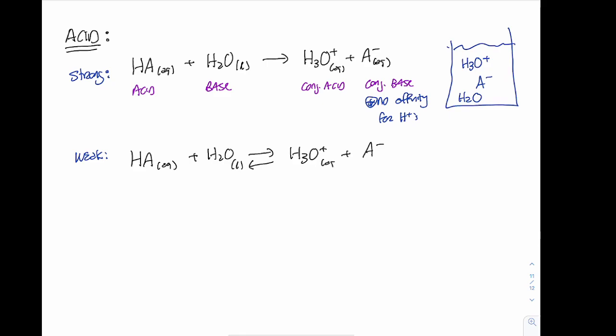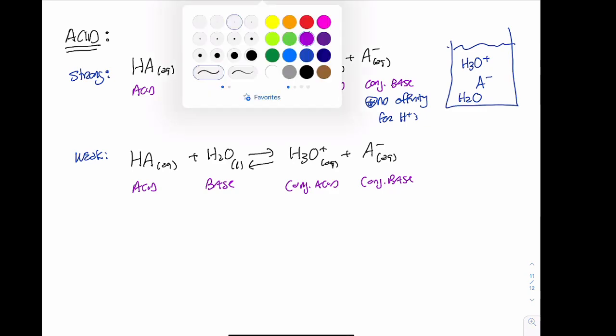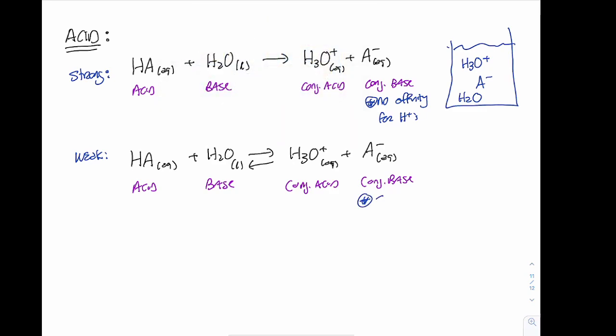Water is still a pure liquid. These are still ions in water, so aqueous solution. So labeling everything, my acid, my base in this case, my conjugate acid, and my conjugate base. And this time we have a strong affinity for protons, for hydrogen ions, right? It is going to go back.